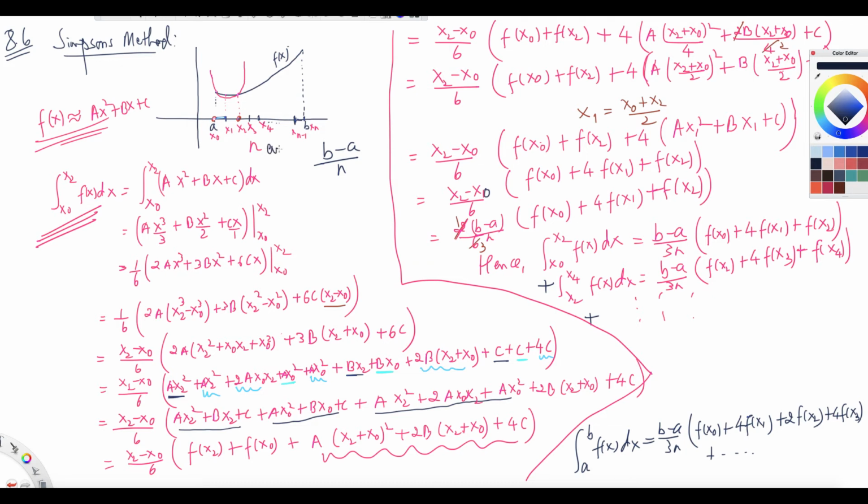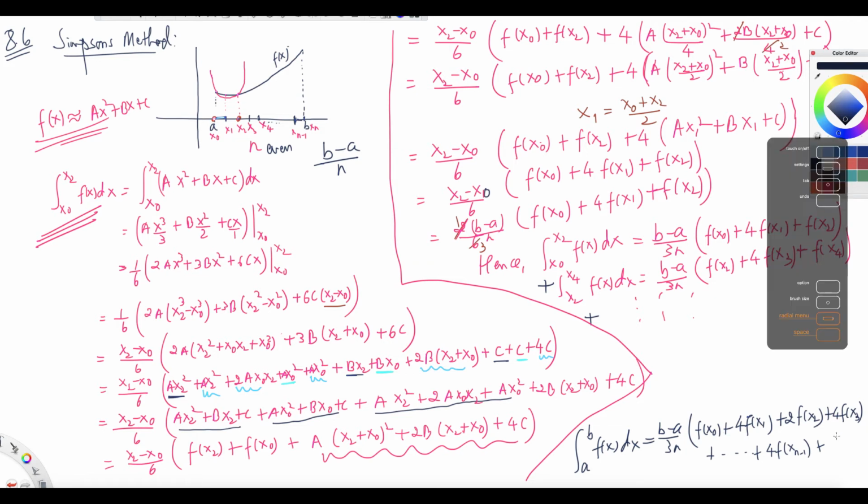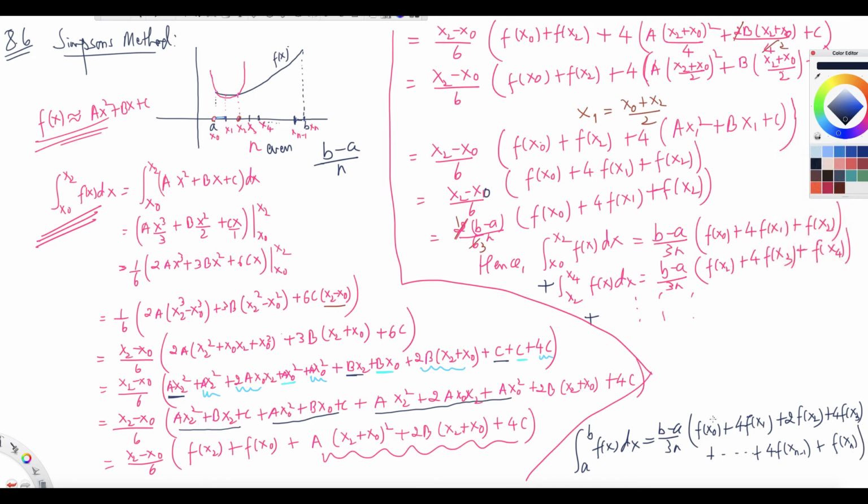If n is even, the last one is even, like xn is x20 or x50 or x100. So what you get is plus, the second one from last will be odd because n is even. That's why it will be 4f of x(n minus 1), plus the very last, similar to f of x0. It will not have a 2 or 4. It will be f of xn. So this is Simpson's rule. If you are asked to find the area under the function f of x using Simpson's rule, that's the formula we will be using. Okay guys, that's all about Simpson's rule.